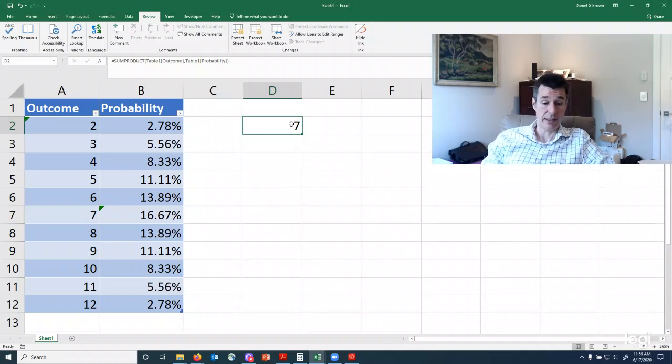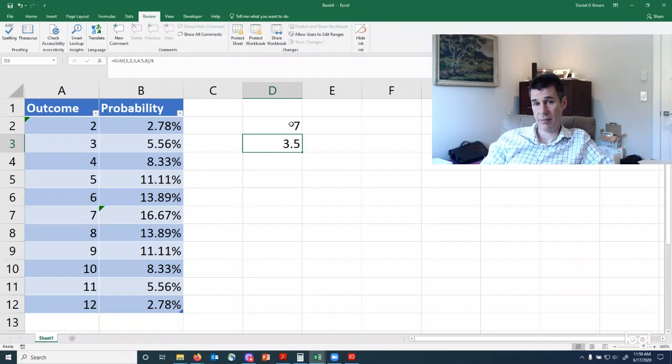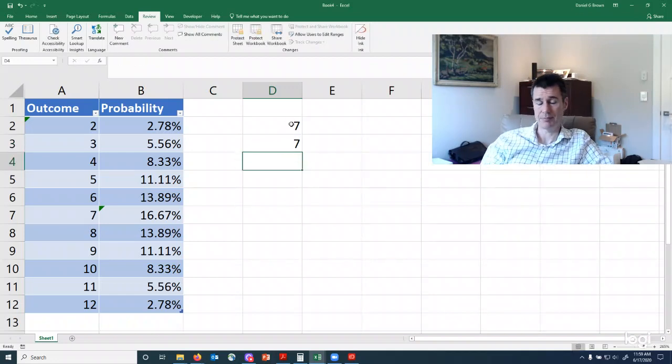Another way to do this calculation would be to say, well, the expected value of the sum of two different events is the sum of the expected values. So if we think about the expected value of rolling a die, well, they're all of equal probability. So that's going to be the sum of 1, 2, 3, 4, 5, 6 divided by 6, or 3.5. The expected value for rolling two dice, therefore, is twice that, 7.